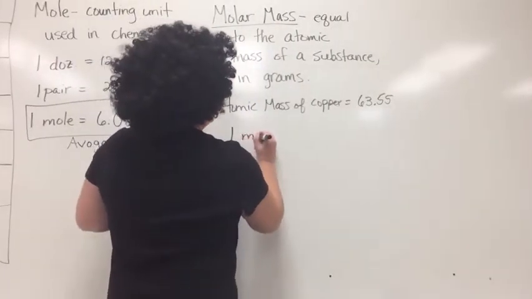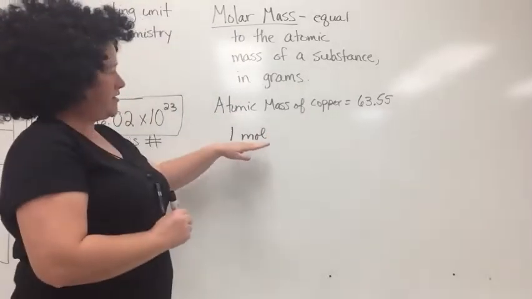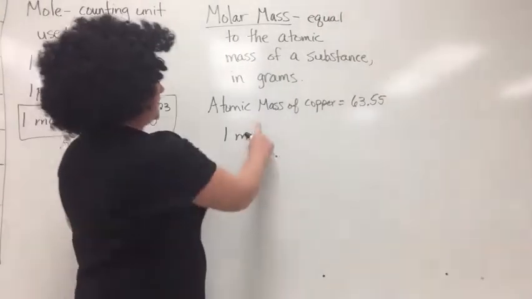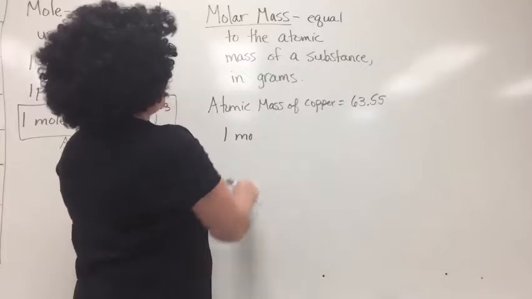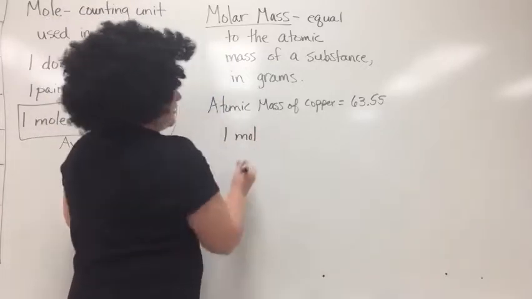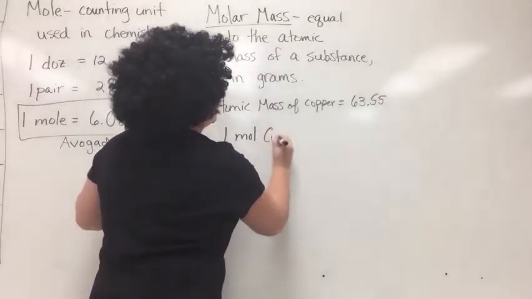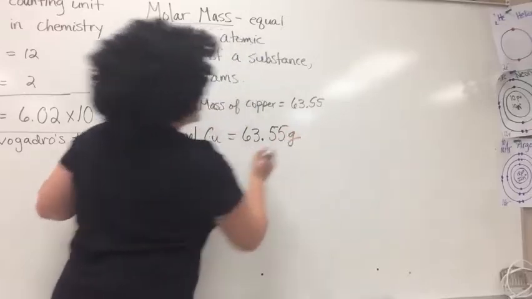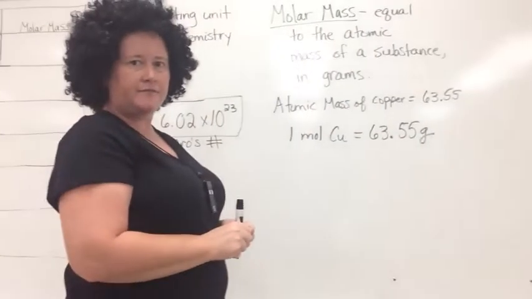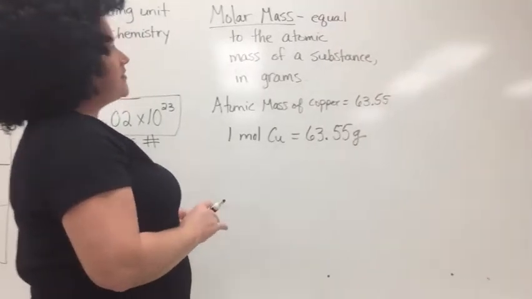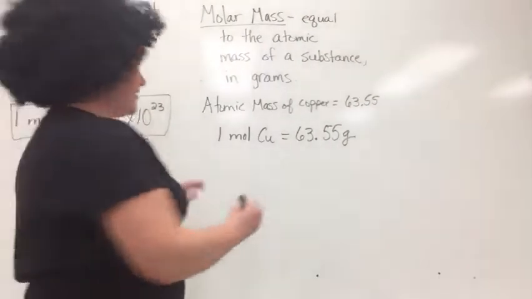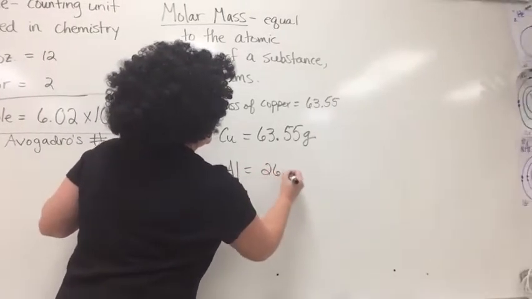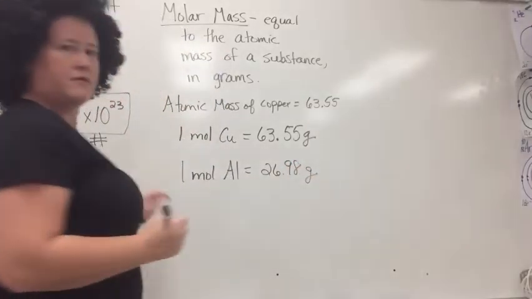So 1 mole, and the unit for mole is shortened to mol. I know that that's not shortening it very much, and I have it in cursive here, so I'm just going to get rid of it in cursive. So 1 mole of copper equals 63.55 grams. Since the mass of aluminum is 26.98, 1 mole of aluminum is 26.98 grams.